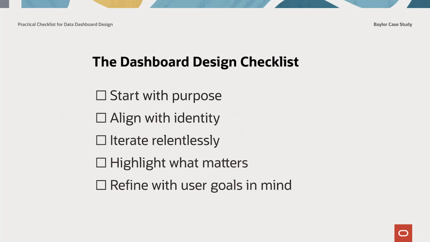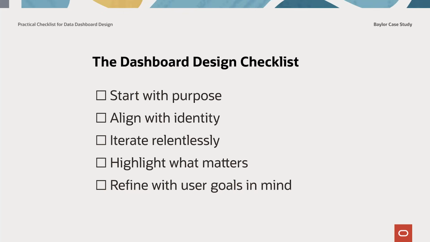So this is the checklist that we run with. We start with purpose, understanding what we're doing. We align it to the identity, and we looked at Baylor's branding elements. And then there's a lot of churn, a lot of working through the process of trial and error. We go back and we focus on highlighting what really matters and making sure the important things are coming through. And then we refine and iterate with those user goals in mind.